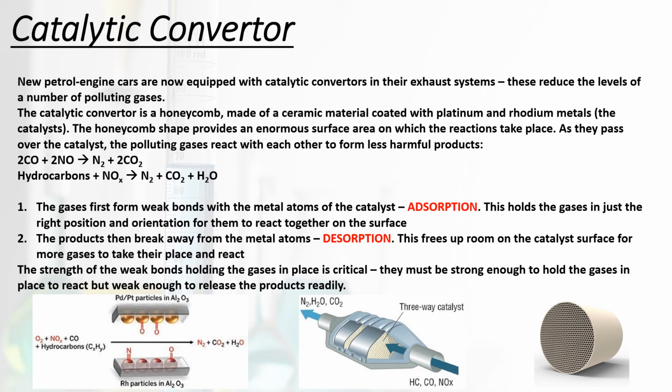And so the way this works is that we said our catalyst is essentially a solid support. So the gases pass over the catalyst, and the catalyst provides a place where this reaction can take place with a lower activation energy. So the gases pass over the catalyst and they form weak bonds with the metal atoms of the catalyst. And this is called adsorption.